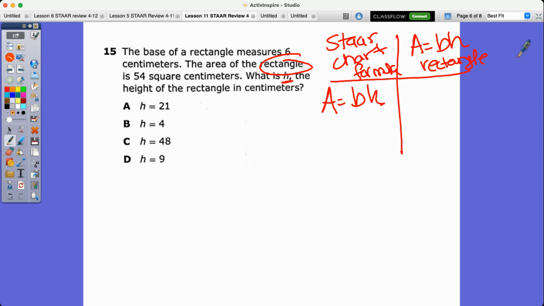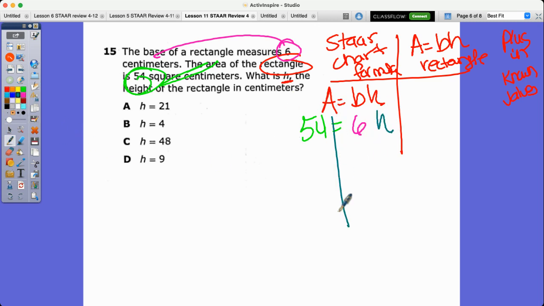So I have area equals base times height. We're going to plug in known values. I know that 54 is my area right there. So I have 54 equals, and then they give me a base of 6. What I don't know is my height.